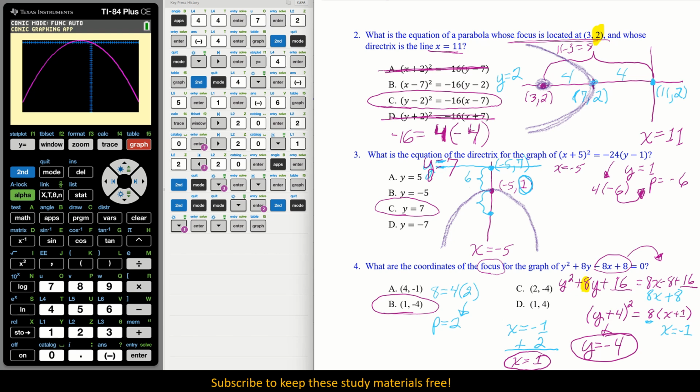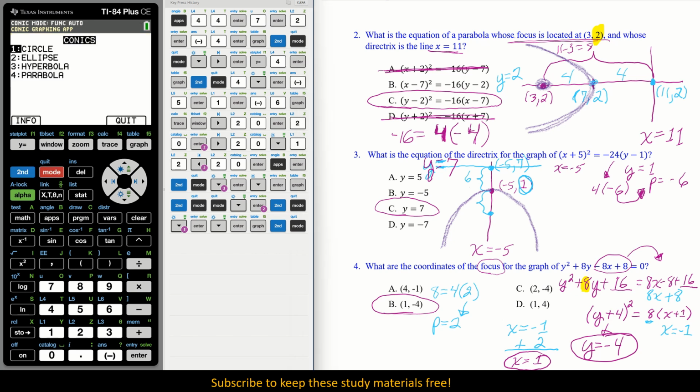So let's get this correct. Okay, let's go second mode and go down to parabola. And okay, it's a y squared situation. So we have the first one. Okay, so we know that y is minus 4.